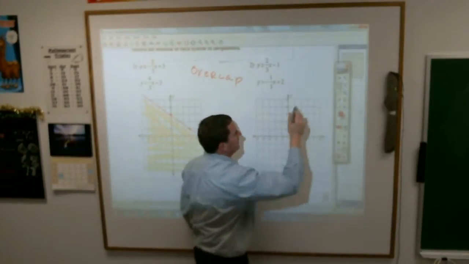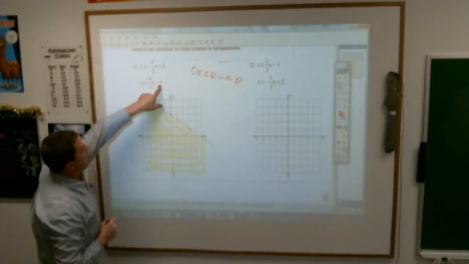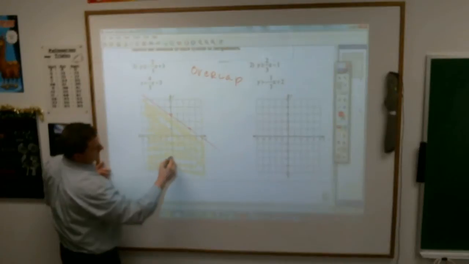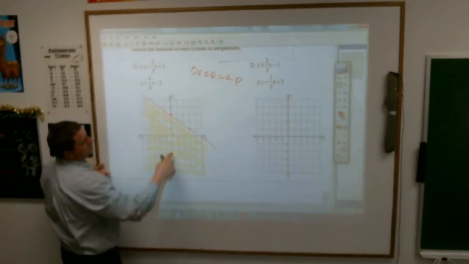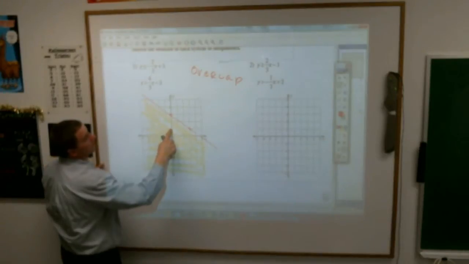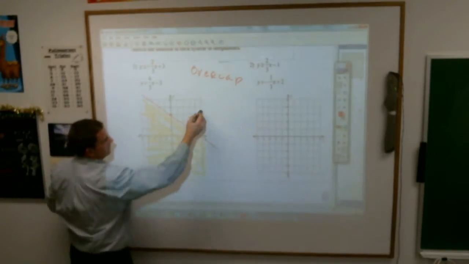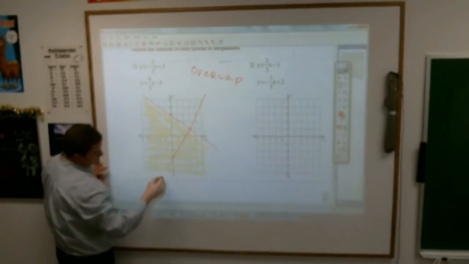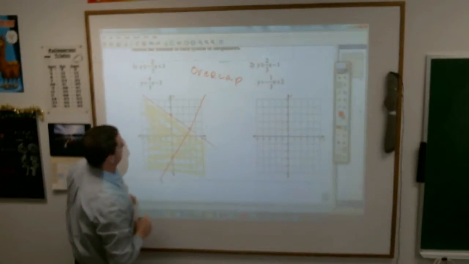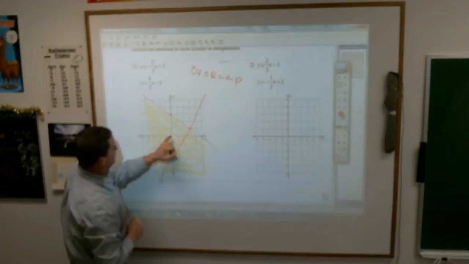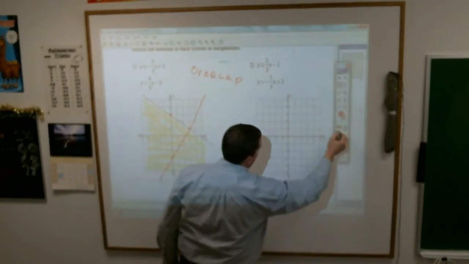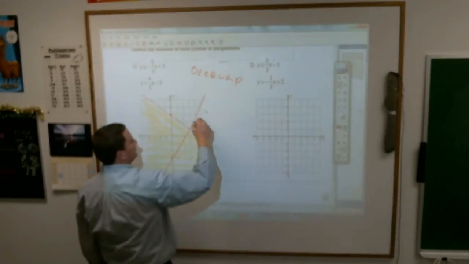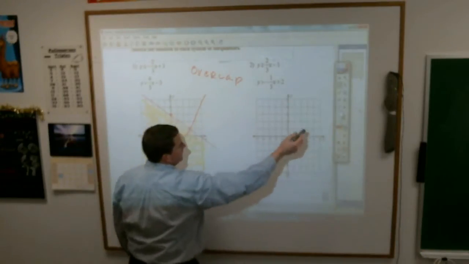First line is graphed. The second one crosses at -3, and it is a 4/3 slope. 1, 2, 3, 4, going uphill. So here's my 4/3 slope. Yes, it's correct. It has to be dashed. Oh, it has to be dashed. Thank you, John. Dashed line.